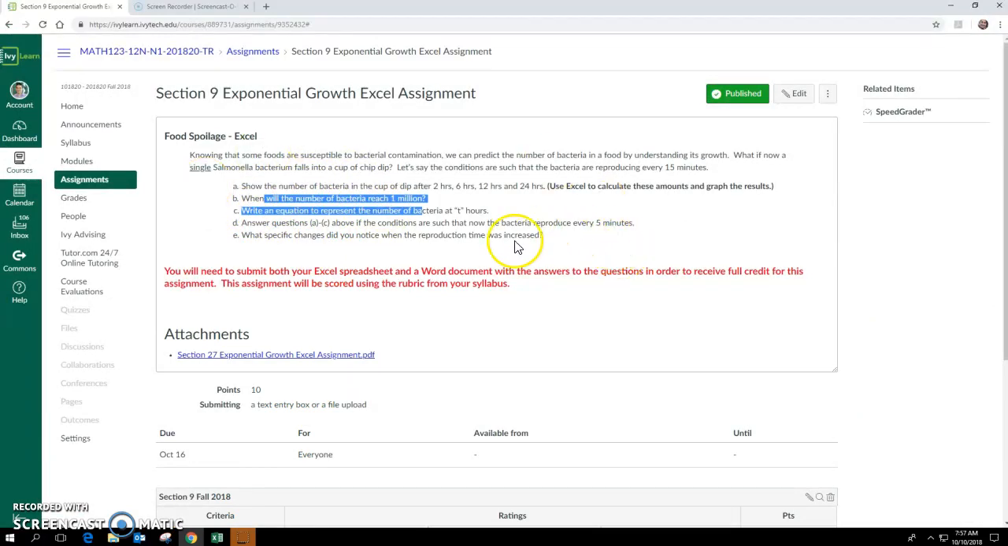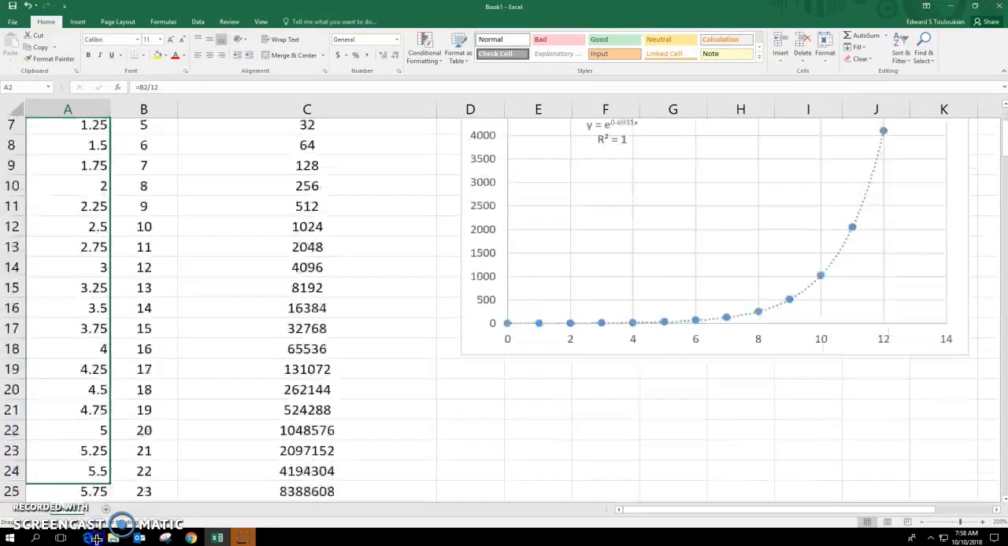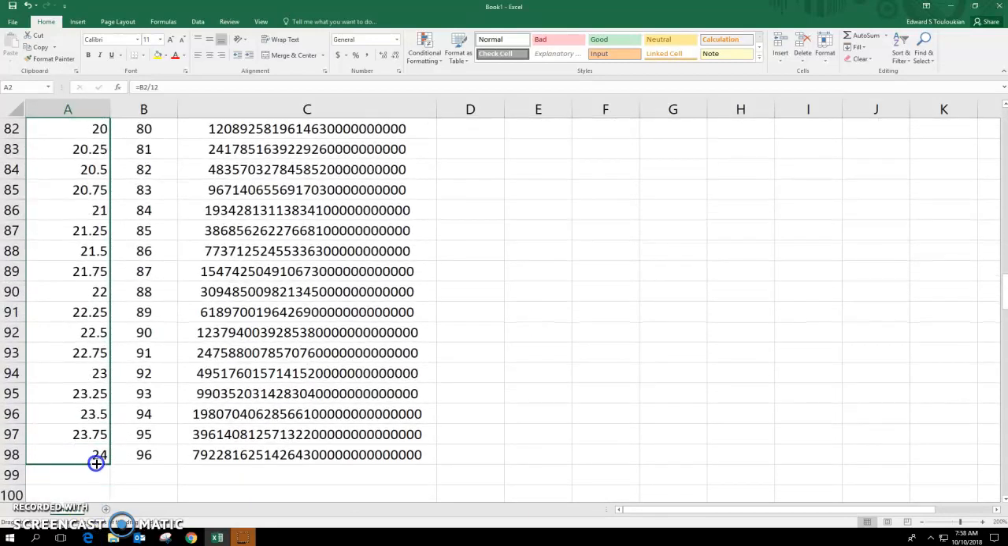The next thing, we're going to change how often the bacteria doubles. Now it's every 5 minutes. So that's going to change a little bit here. Now, instead of doubling 4 times an hour, it's going to double 12 times an hour. That means that this would have to be divided by 12. 5 goes into 60 12 times. And so now if we look at this, let's pull this down real quick.